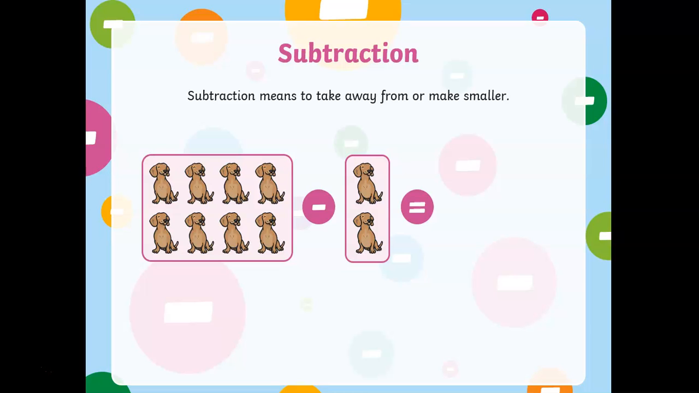Subtraction means to take away from or make smaller. You see a subtraction problem here. Let's count the dogs. 1, 2, 3, 4, 5, 6, 7, 8. 8 dogs. And we're going to take away 2 of those dogs. So we're going to cross out 2 here. How many dogs does that leave us with?